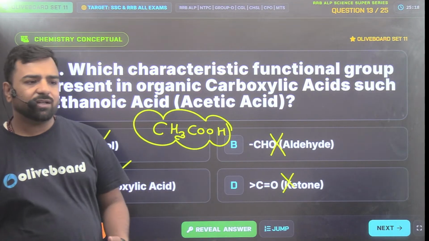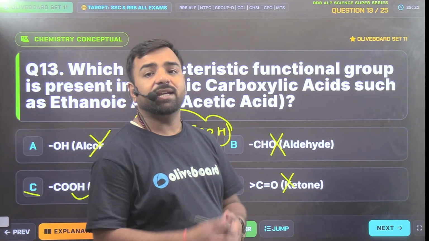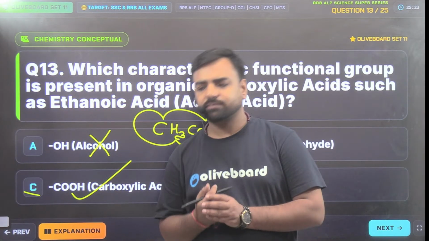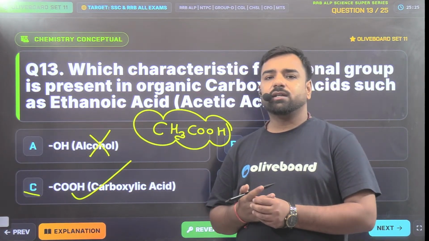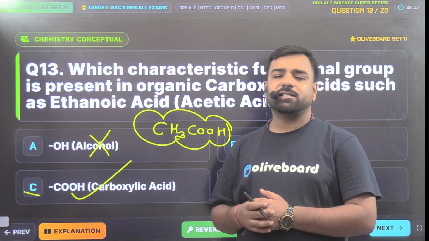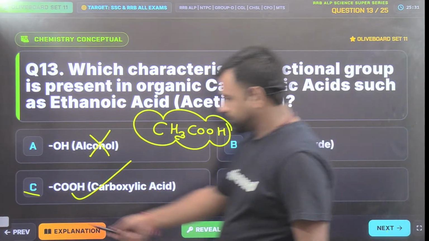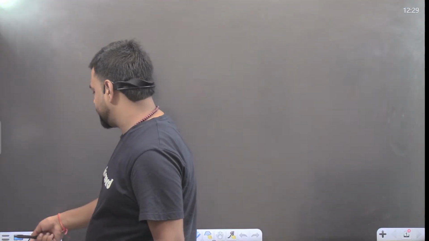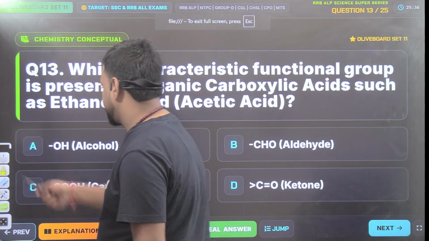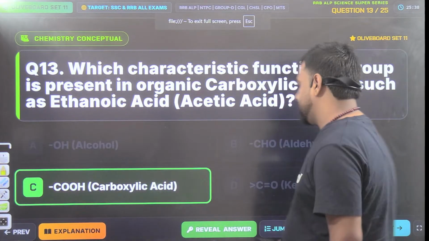For the case of alcohol, you can link it with ethanol or methanol, that is CH3OH or C2H5OH, that is the methanol or ethanol, right? So yes, C is the correct answer. Let's proceed further. Okay, so C is the perfect answer.